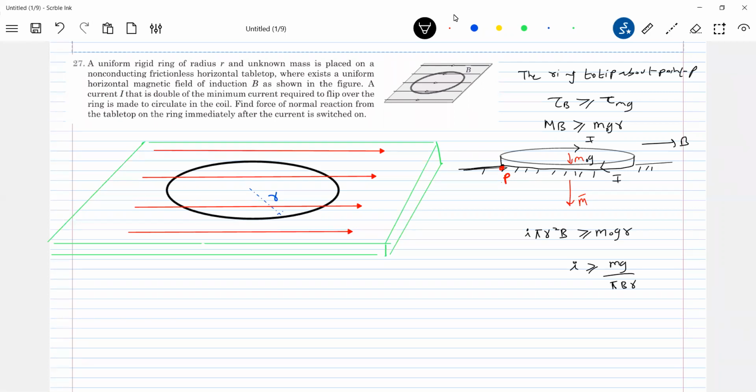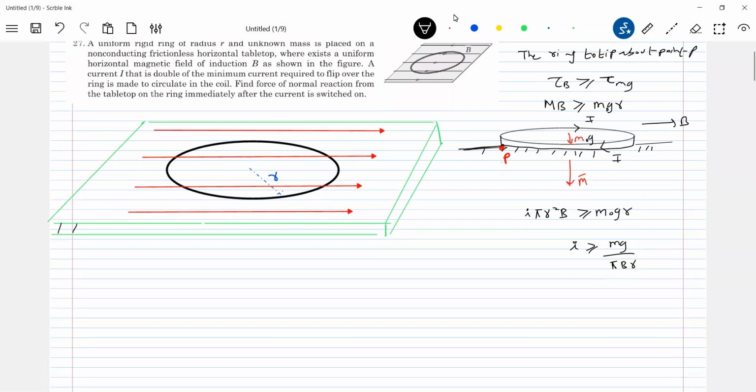A current I that is double the minimum current required to flip over the ring is made to circulate in the coil. Find the force of normal reaction from the table on the ring immediately after the current is switched on. So what is our next part of the problem? If I make the current in the ring double this, definitely it will tip, no? How will it tip?